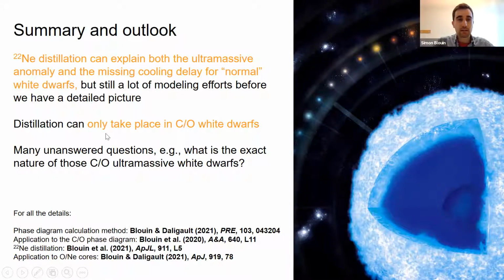The other conclusion is that distillation can only take place in carbon-oxygen white dwarfs. This is interesting, and it leads to another question, which I didn't have time to address, but which is a very important one. What I've explained would imply that those white dwarfs that undergo the cooling anomaly have carbon-oxygen cores, but it's not clear yet how you can actually form carbon-oxygen cores in ultramassive white dwarfs. So that's another question we will need to answer.